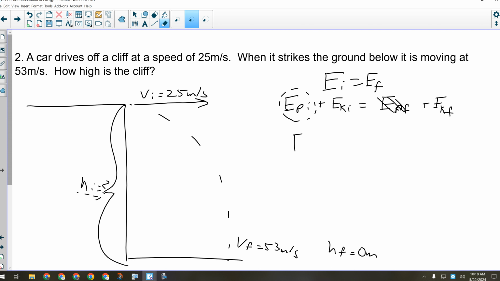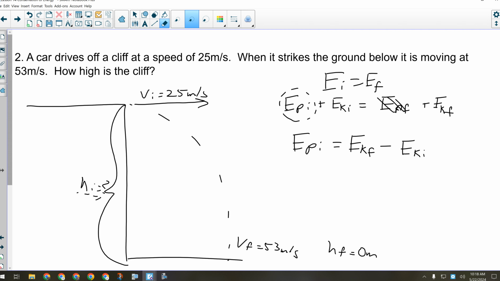So what I'm going to have then is that my initial potential energy equals my final kinetic energy, which happens to be also my total mechanical energy. How do I know that? When it hits the ground, did it have any potential? That means that all of its energy at the end is kinetic. So that EK final also represents my total mechanical energy. If I take my total mechanical energy and subtract the kinetic energy, that should leave me with the potential energy. Agreed? Just a way to kind of work it out logically.